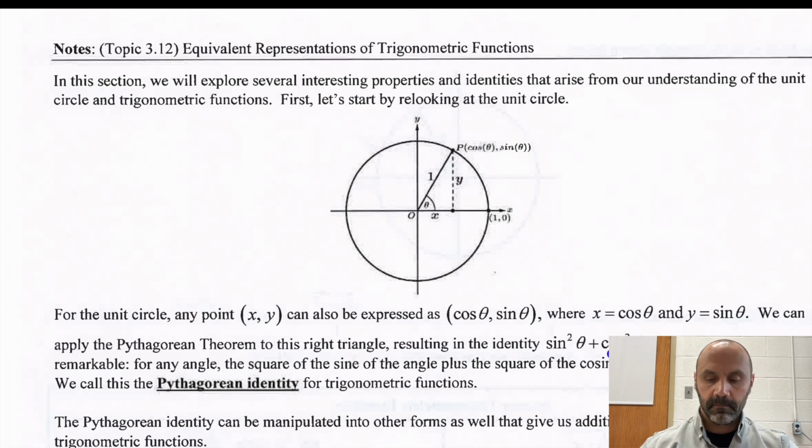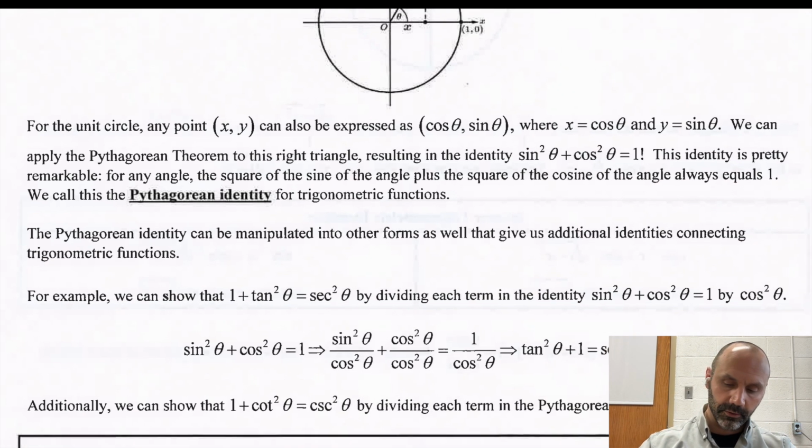Sine squared of theta plus cosine squared of theta equals 1. And so that's just the Pythagorean theorem, using what we know about the unit circle, sine and cosine values. And so this is what we call the Pythagorean identity for the unit circle. Then we can take this identity and we can manipulate it for other things.